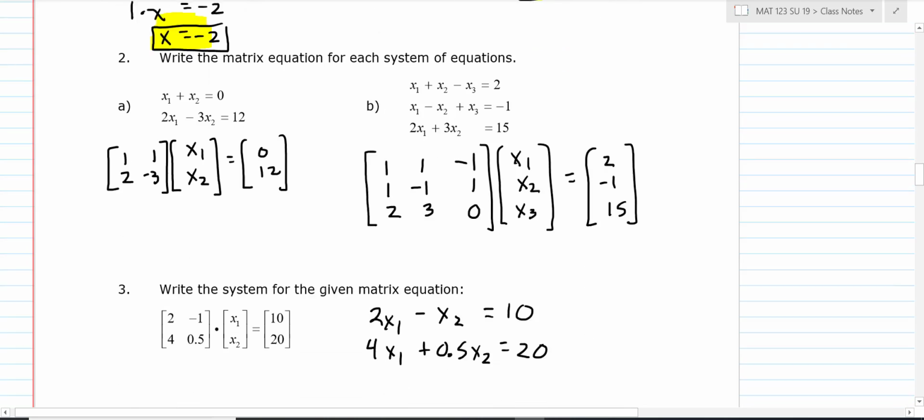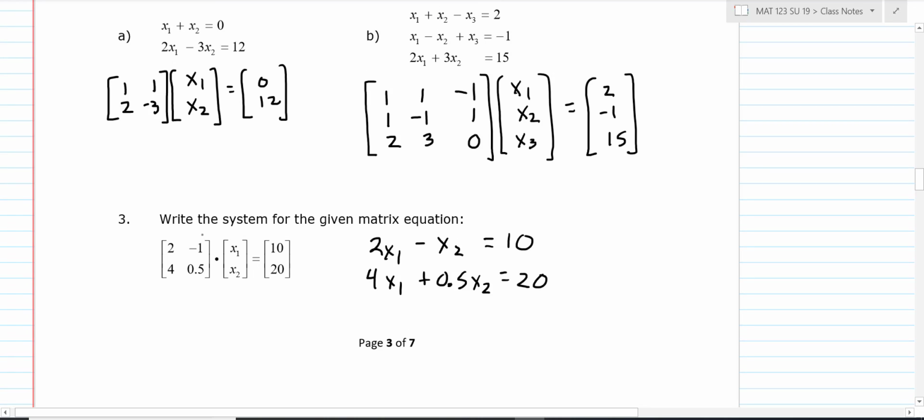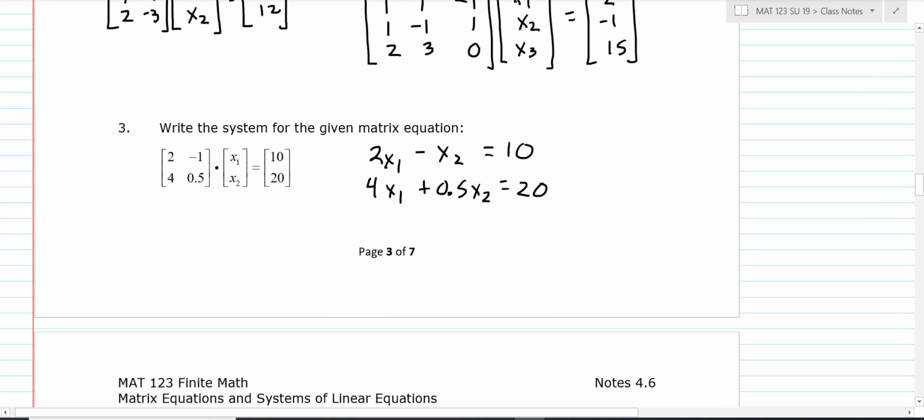Okay, and then the next one you're just doing backwards, and this goes like this. Your equation would be 2x1 minus 1x1, 4x2 plus 0.5x2, like this, equals 10, equals 20. I do want to show you one thing on this.